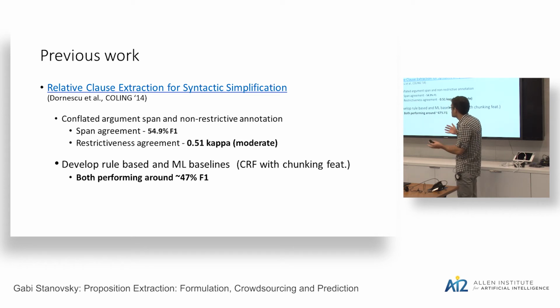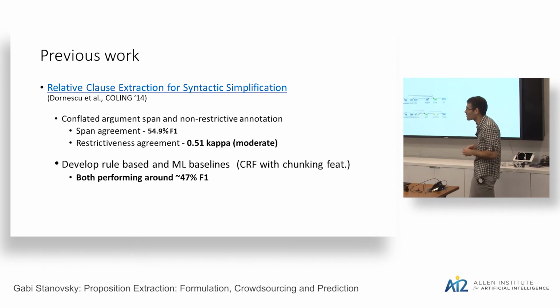And the fact that they had to do these kind of annotations, I think, led to pretty bad agreement, as they themselves report. So they reported 2 agreement levels, one on the span, just agreeing on the span of the argument, and that was pretty low, but then restrictiveness was pretty good. But overall, this non-consistent annotation led to some pretty bad performing models, around 47 F1. And they use some CRF with chunking features to identify whether a modifier is restrictive or not, trained on their non-consistent corpus. All right, so now we're ready to get to our approach.